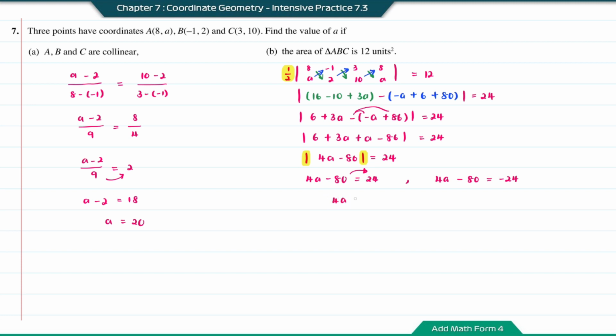So for the first one, 4a is equal to 24 + 80, which is equal to 104. Then a is equal to 104 divided by 4, which is equal to 26. And for the second one, 4a is equal to -24 + 80, which is equal to 56. Then a is equal to 56 divided by 4, which is equal to 14.